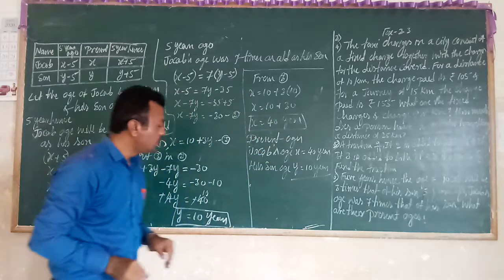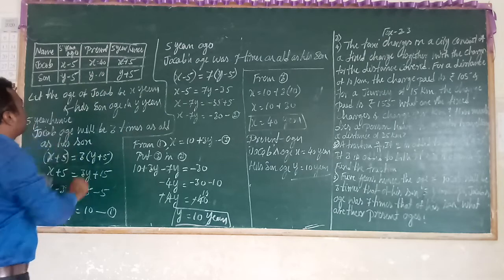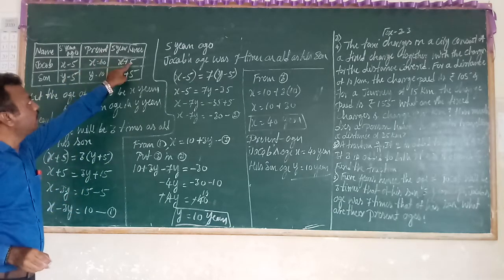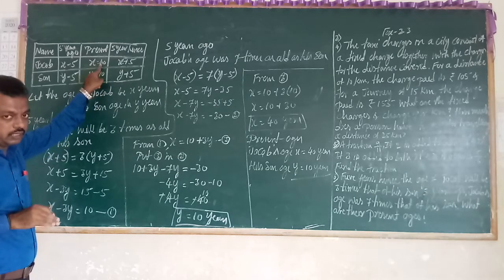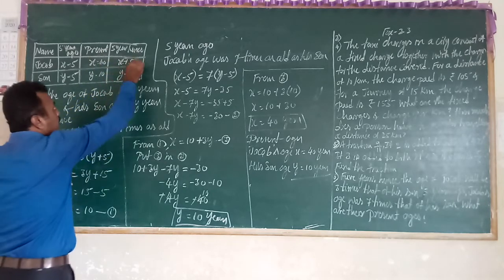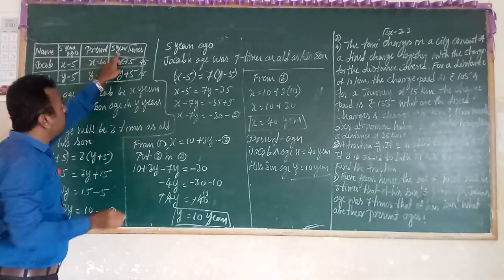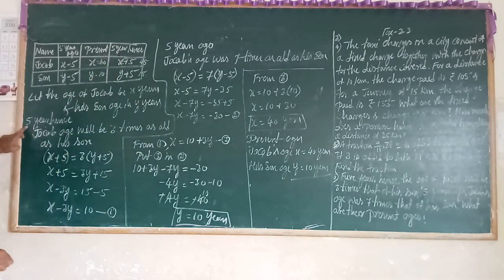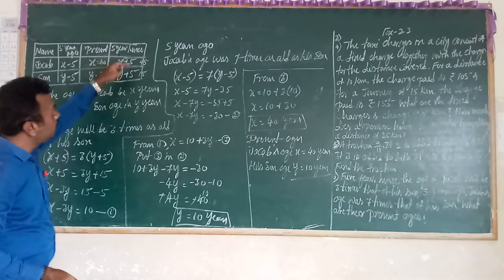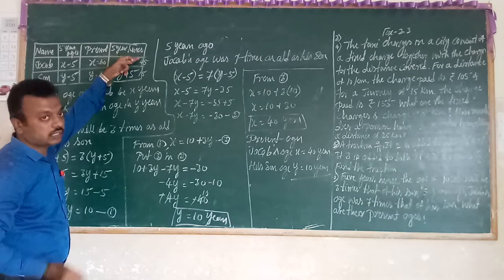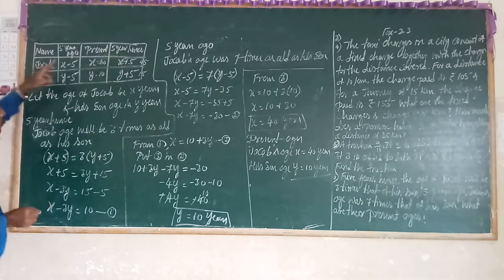Okay, students. See, this is 40 years, this is 10 years. After 5 years, Jacob's age is 40 plus 5, 45, and the son's age is 15. Five years hence, Jacob's age will be 3 times the son's age. 3 times 15 is 45. Is it right? Yes.